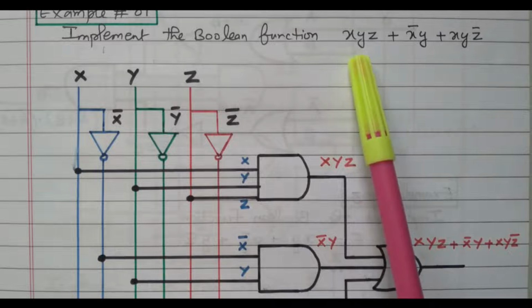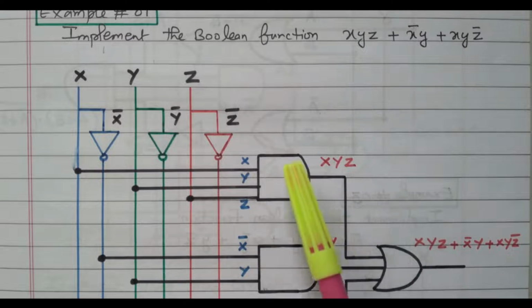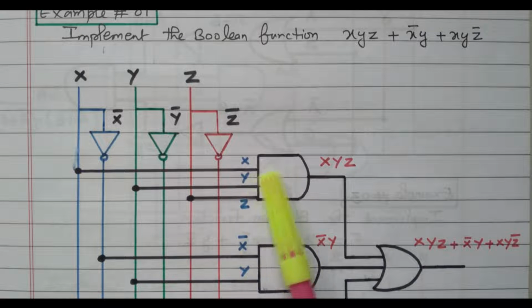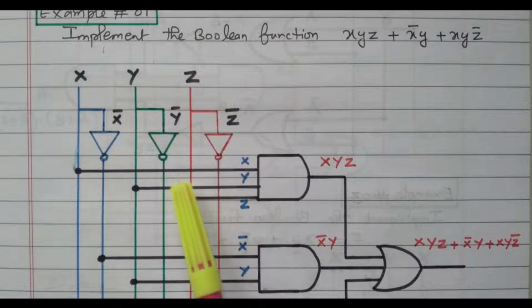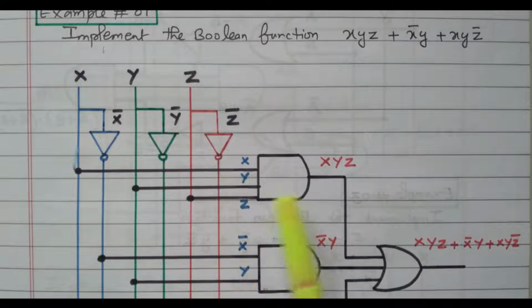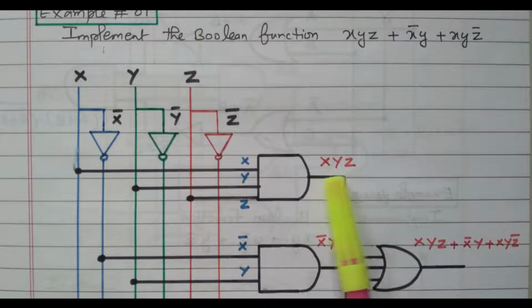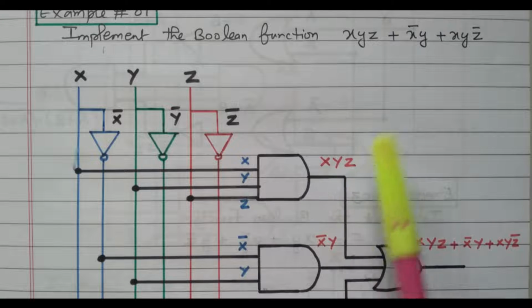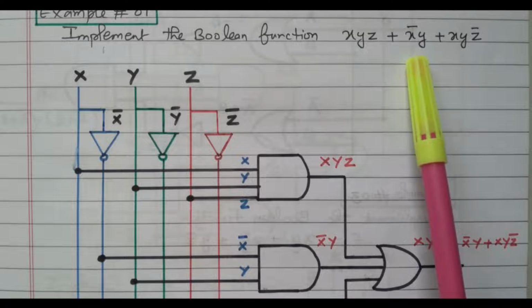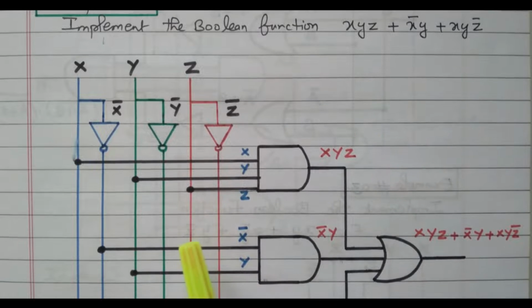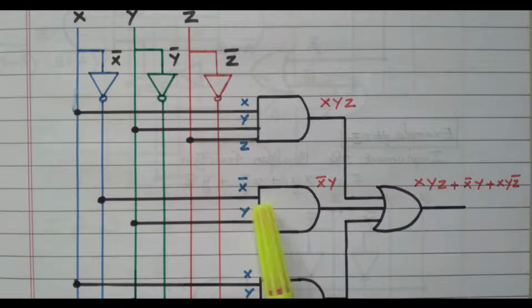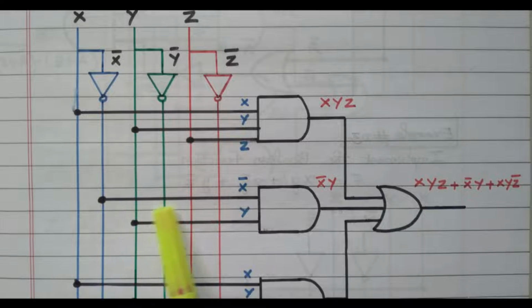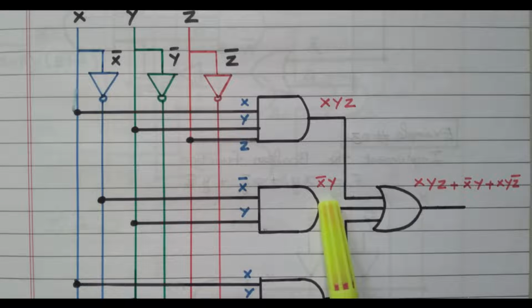The first term we need is xyz. For this we have one AND gate, and its inputs are connected to x, y and z. So the output will be x into y into z. Then we need one more AND gate to perform x bar y. Here the inputs are x bar and y. See this, x bar is connected and y is connected. So due to the AND gate, the output is x bar y.